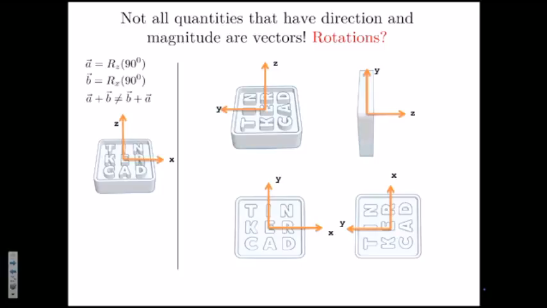Now, let's do the reverse. So we'll do B plus A. So if we do B plus A, this is the final configuration we get to. Right? So if you compare these two, clearly the final configurations are different, which means that A plus B is not equal to B plus A. Right? So that's also telling you that finite rotations, even though they seem to possess both direction and magnitude, are not vector quantities because they don't satisfy this axiom that all vector quantities should satisfy.